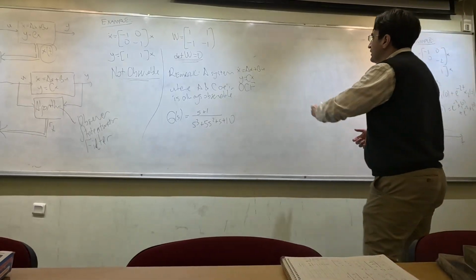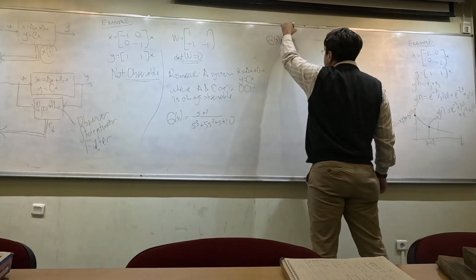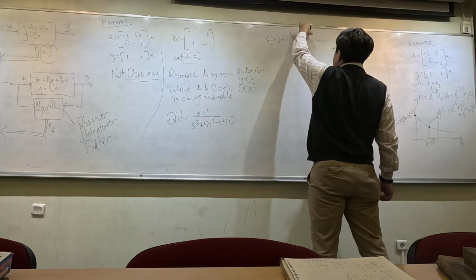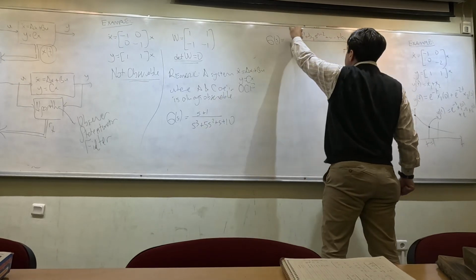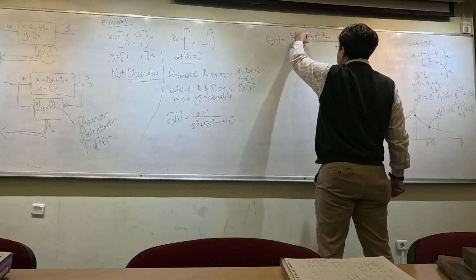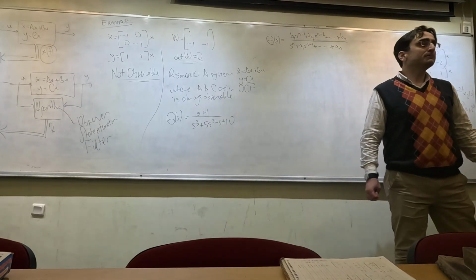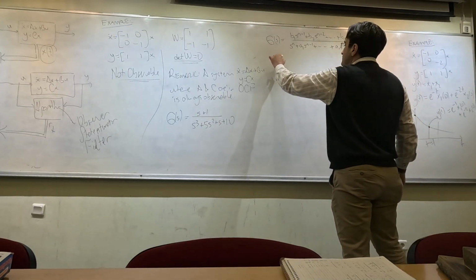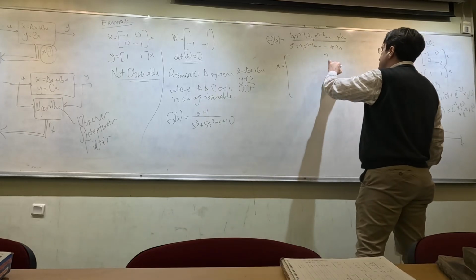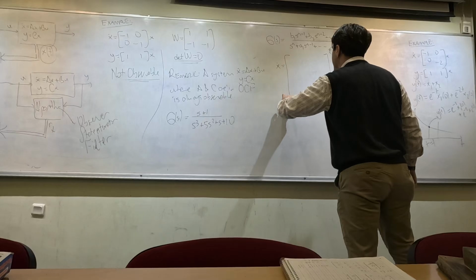So here, if I have G(s) in the following form, let us say the transfer function is (b1 s^(n-1) + b2 s^(n-2) + ... + bn) over (s^n + a1 s^(n-1) + ... + an). This is the transfer function that we have found the observable canonical form for, and these are the A, B, C vectors. y is Cx.